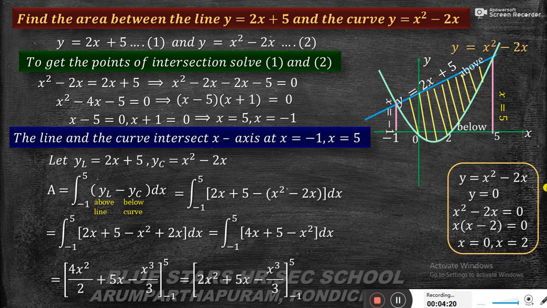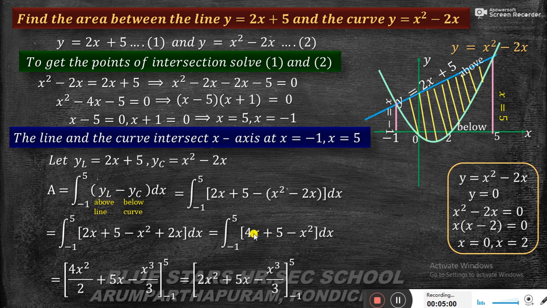So now this is the formula: A equals the integral from minus 1 to 5 of (yl minus yc) dx. Here yl means the line above and yc means the curve below. So you substitute yl as 2x plus 5, minus yc as x square minus 2x, dx. Next step, integral from minus 1 to 5 of 2x plus 5, then minus, multiplying in the factor, minus x square plus 2x, dx. So equal to the integral from minus 1 to 5 of 2x plus 2x is 4x, plus 5 minus x square, dx.